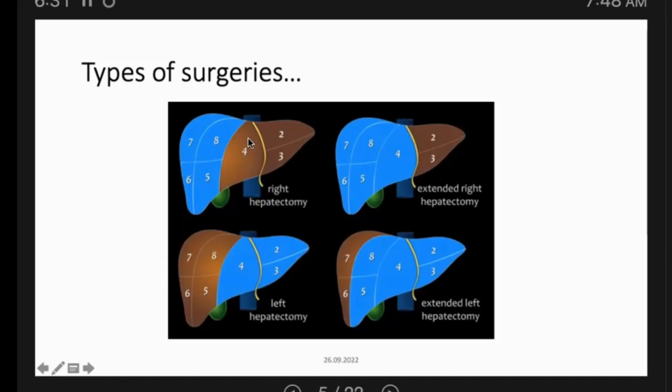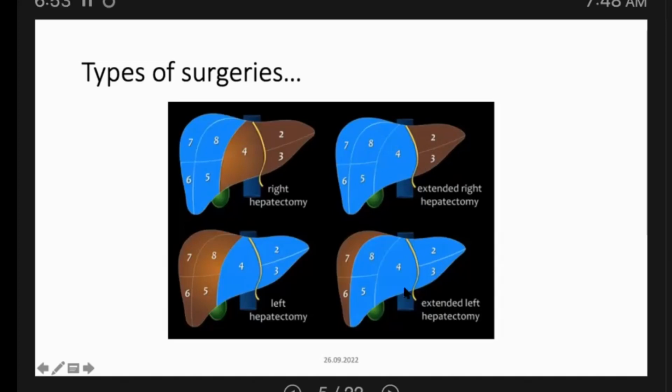The reason for that is, if you can appreciate, the cut surface is less in the extended right hemi. So what we are worried about is the cut surface of the liver, which can bleed and give rise to problems of coagulopathy and so on. So that's why they prefer to go for an extended right hemi, provided segments 2 and 3 are adequate for that particular patient's survival, the rest of the patient's life.